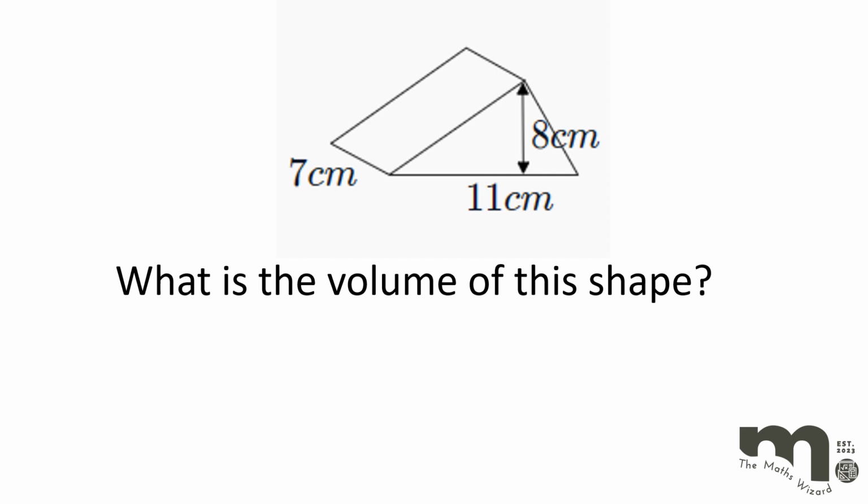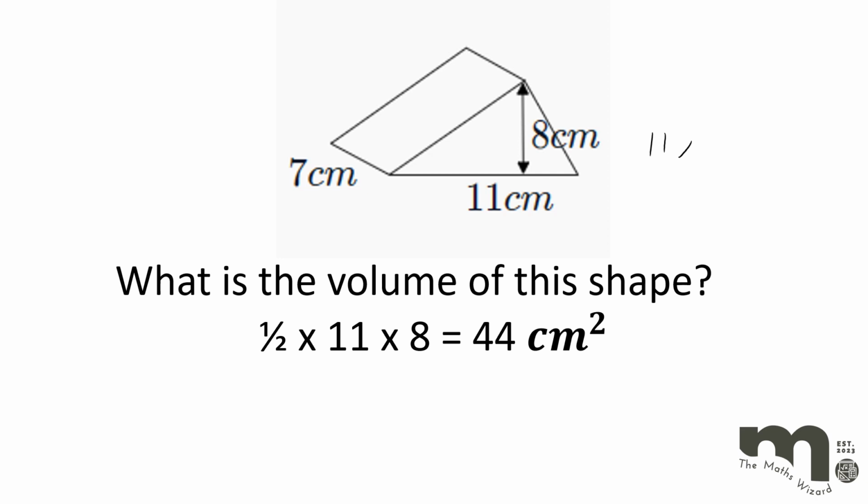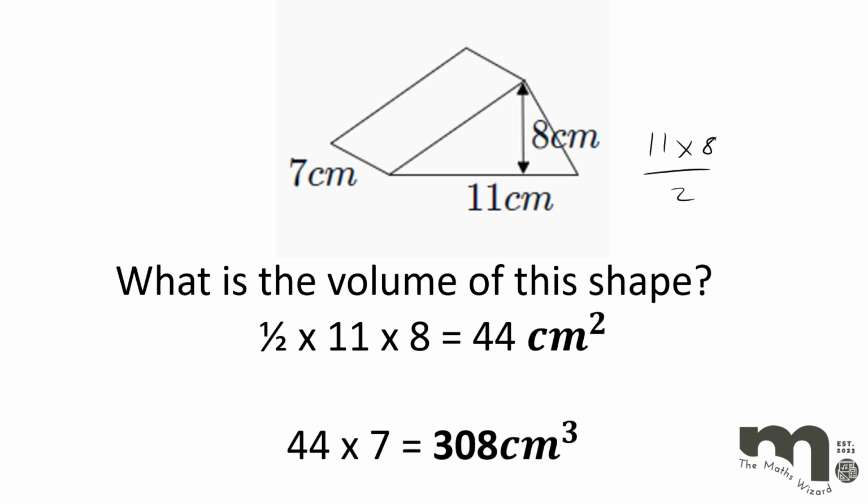Okay, so I'd like you to work out the volume of this triangular prism then. Okay, so if we do the area of this triangular cross section, we've got half times 11 times 8, which will give you 44 centimeters squared for the area there. Or you could look at that as 11 times 8 divided by 2 if you like. And then all we've got to do is multiply that by 7, and that will give us 308 centimeters cubed.